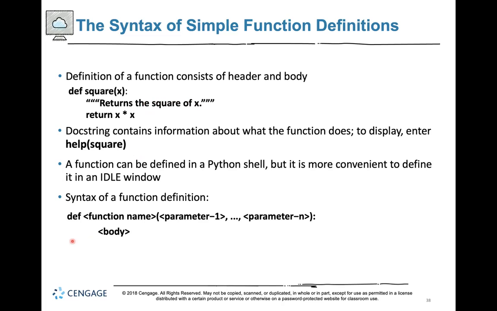So the general format of defining a function: you have the def keyword and the function name followed by parentheses. Within the parentheses, you may have zero or more parameters. This could be empty. And you have a body, okay? So this is the header of the function followed by the function body.